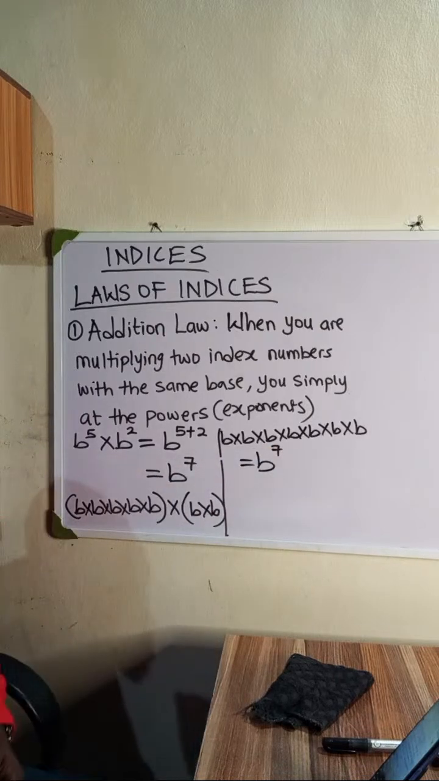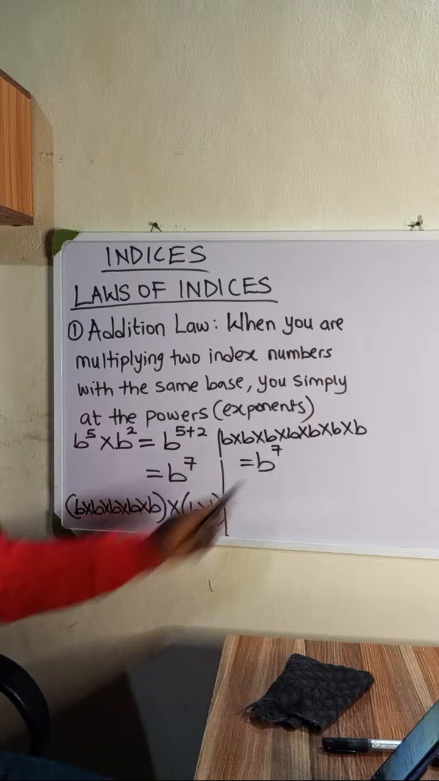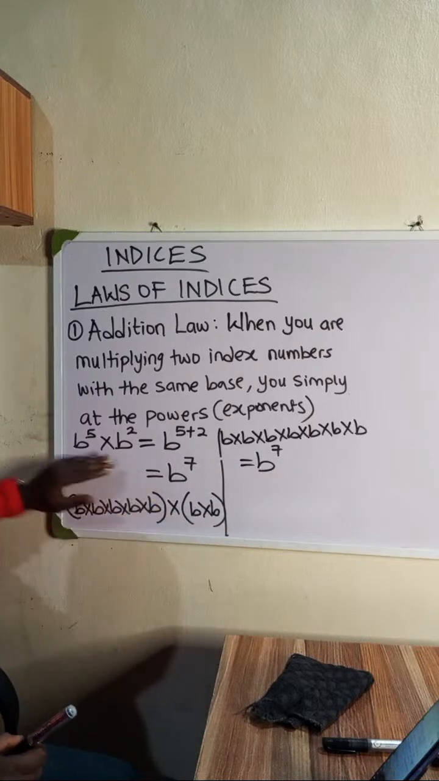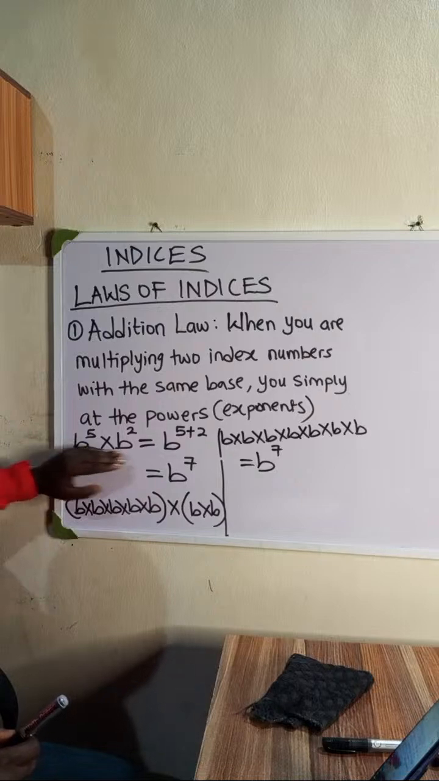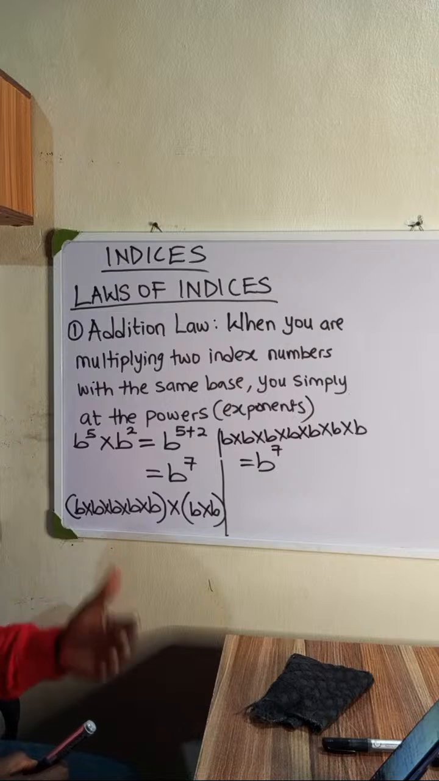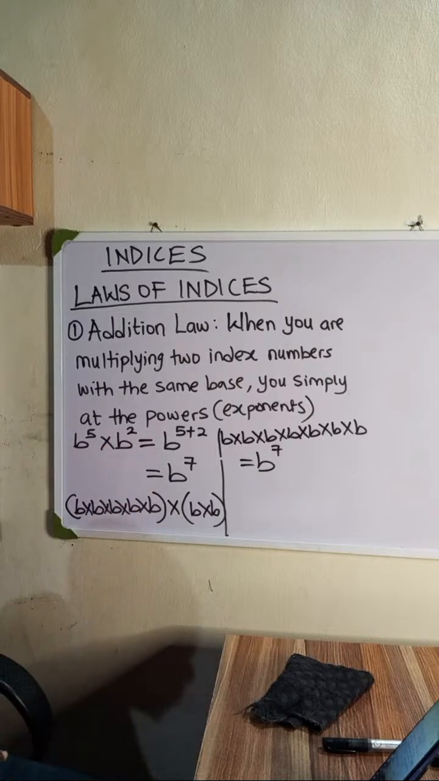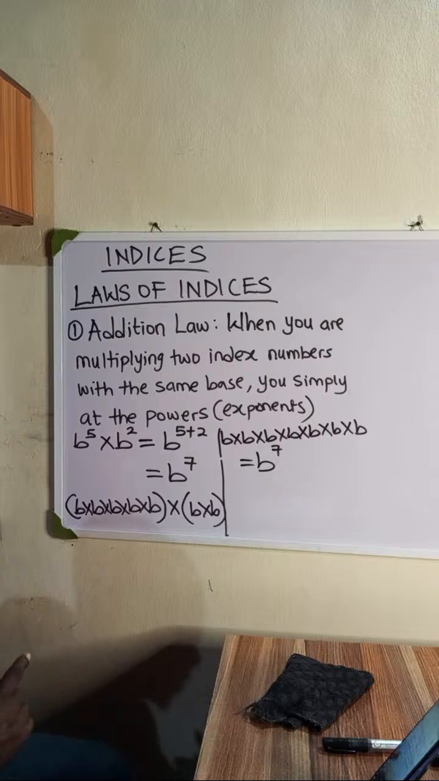Because the exponent shows how many times the base is multiplying itself, right? So B to the power of 7. So this proves to us that whenever you have two bases that are the same multiplying each other, all you need to do is add the exponents to get your answer. So let's look at another example.